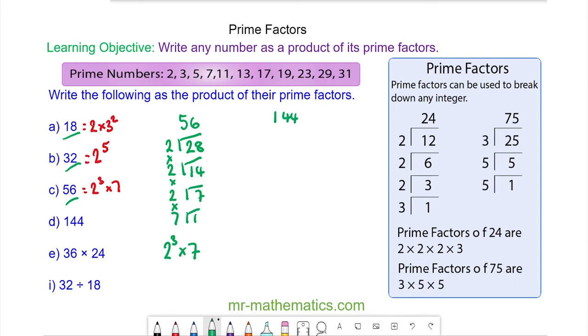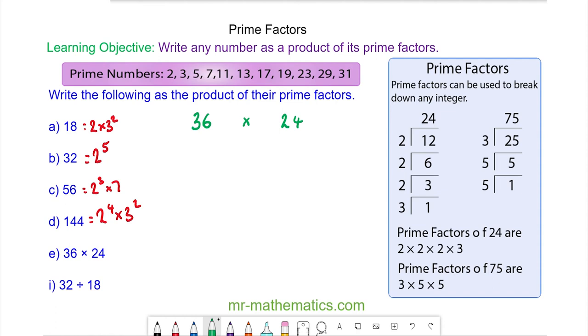So for question D, we have 2 that goes into 72, 2 that goes into 36, 2 to make 18, 2 to make 9, 3 to make 3, and 3 to make 1. So as a product of its prime factors, it'll be 2 to the power of 4 multiplied by 3 squared.